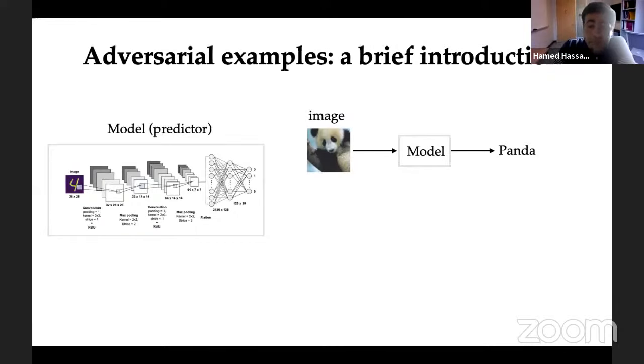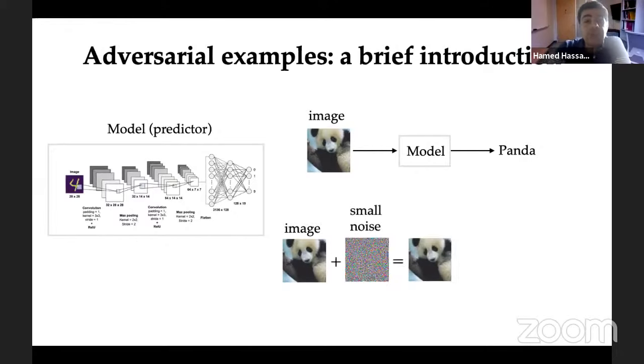However, the observation of non-robustness is the following. If you take the same image and add to it a very small amount of noise, you get a noisy version of this image, where the noisy or perturbed version is, for us as humans, indistinguishable from the original image. However, adding a small well-crafted amount of noise to the image typically would cause misclassification. So here, the image of a panda would be classified incorrectly. For example, it would be classified as a gibbon, right?